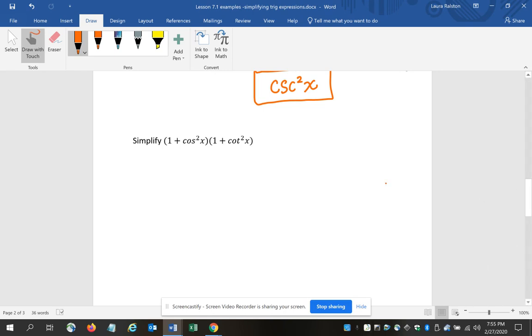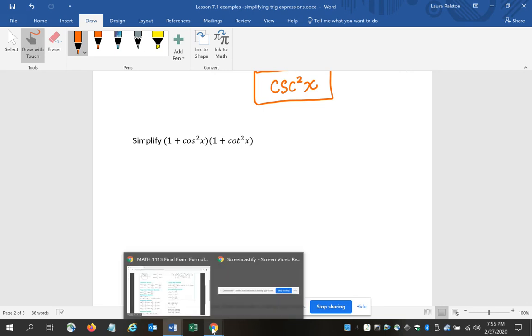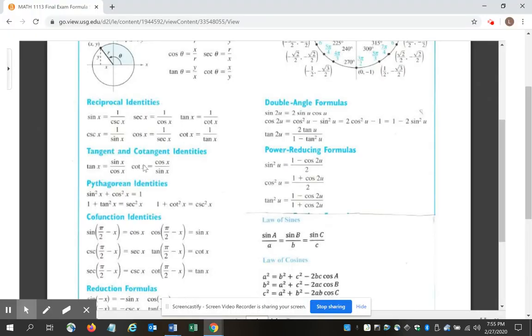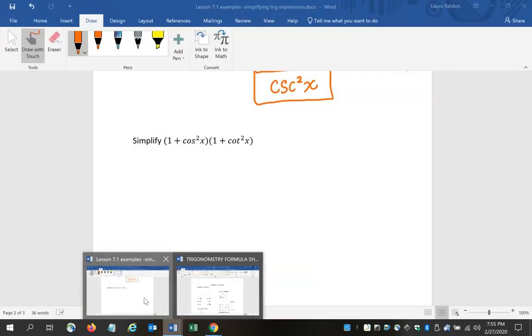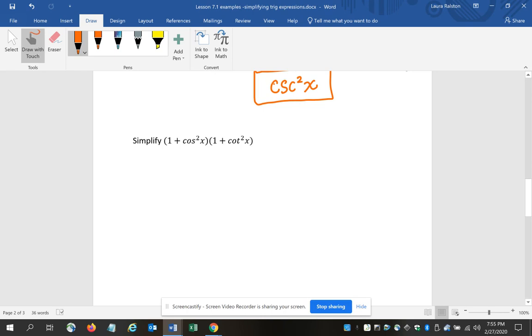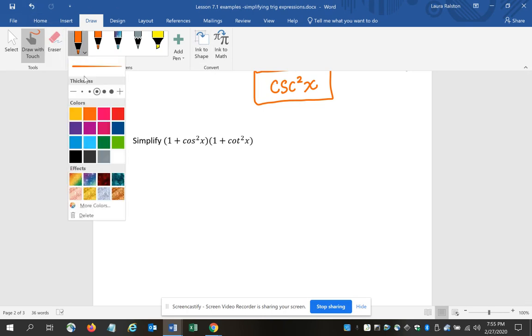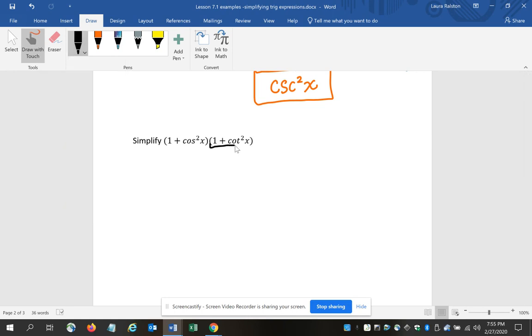If I think about 1 plus cosine squared, I might again think about those Pythagorean identities. We know that 1 plus cotangent squared is cosecant squared. So that's probably what was triggering in my brain: this second piece, 1 plus cotangent squared, reminds me of a Pythagorean identity.